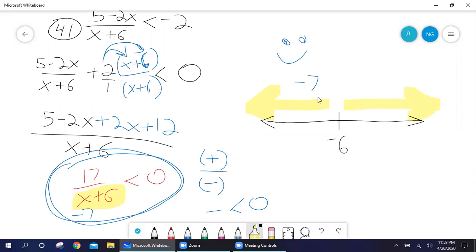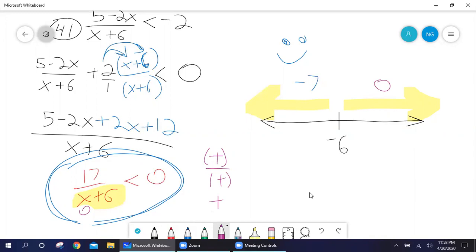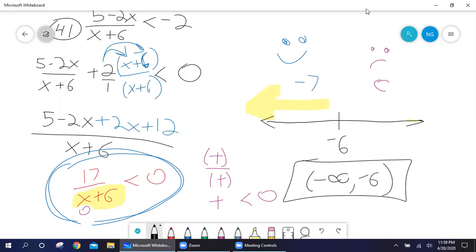If I test a number on the right, like, I don't know, let's just say 0, that'd be easy enough. If I plugged in 0, well, the numerator is always positive. If I plugged in 0 for x in the denominator, that would be a positive. That gives me a positive, which are positives less than 0. No, they are not. So only things left of -6 worked. So my solution set would be -infinity to -6. All right, that's where we'll stop this video.